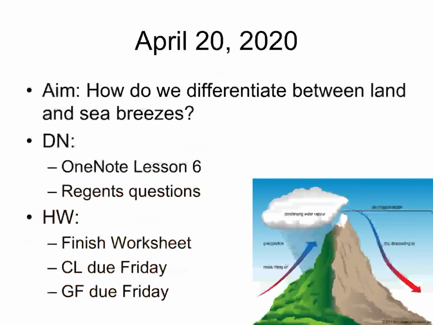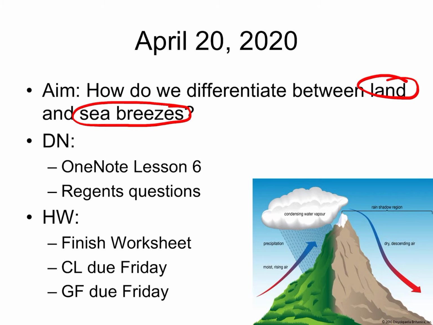All right, this is just reiterating what we just said. Our aim: how do we differentiate between land breezes and sea breezes? And you guys should be able to tell me this already. Winds get their names based on where they come from. So a sea breeze is a breeze that is coming from the sea. A land breeze is a breeze that's coming from land, okay?